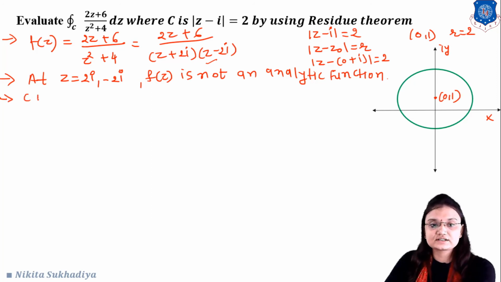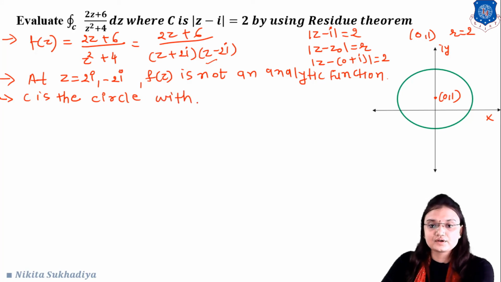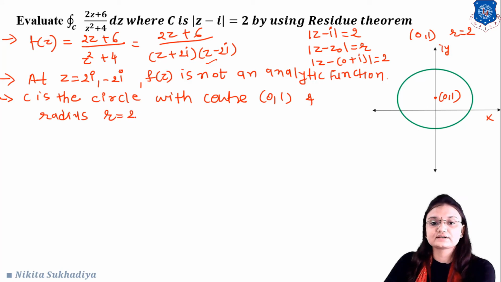So here we can say that C is the circle with center point (0, 1) and radius r = 2. Now first of all, let's check whether the 2 points z = 2i and z = −2i, for which our function is not analytic, both lie inside the circle C or outside the circle C. Okay, so for the first point, put z = 2i.